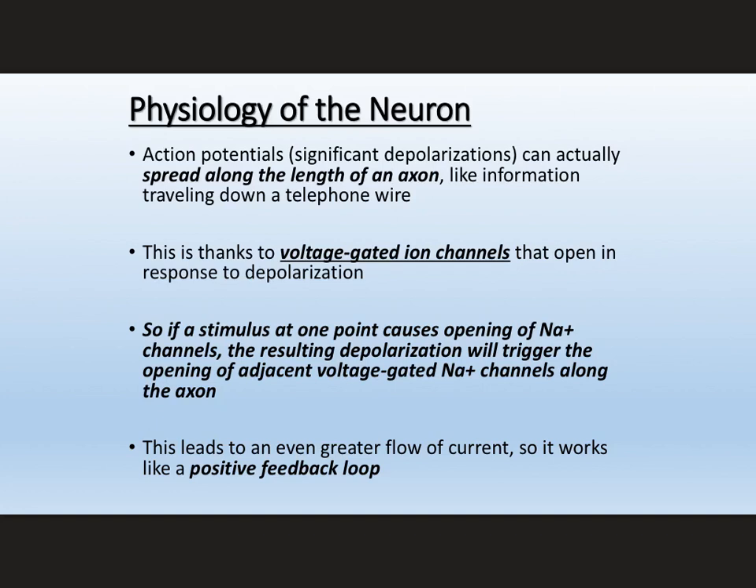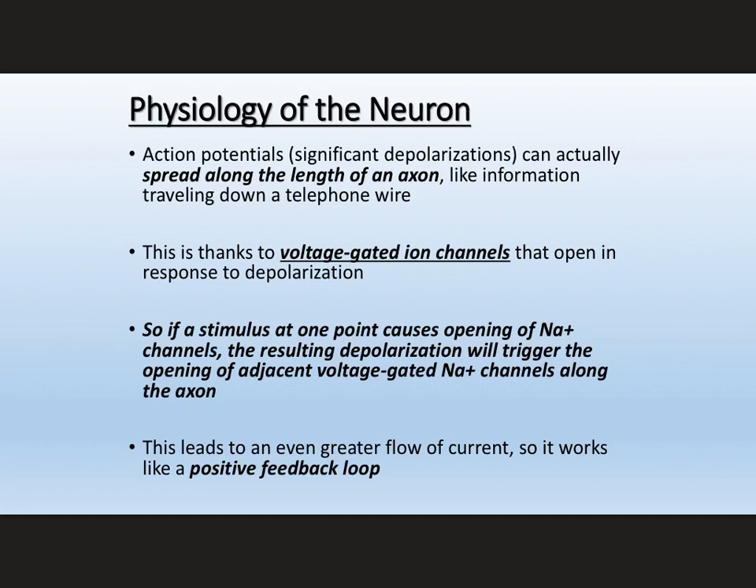So that graph we were just looking at would be for one particular little location on the membrane of a neuron. And we can get this quick change in membrane potential that can then travel down that neuron almost like information, like it says here, on an electrical wire, a telephone wire. And this, again, is all about gated ion channels. In this case, we're talking about voltage gated ion channels. So a change in voltage causes a channel to open up or to close.